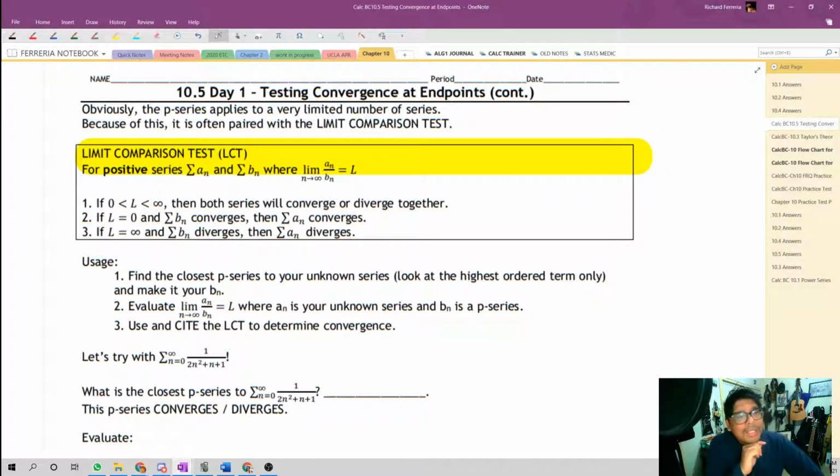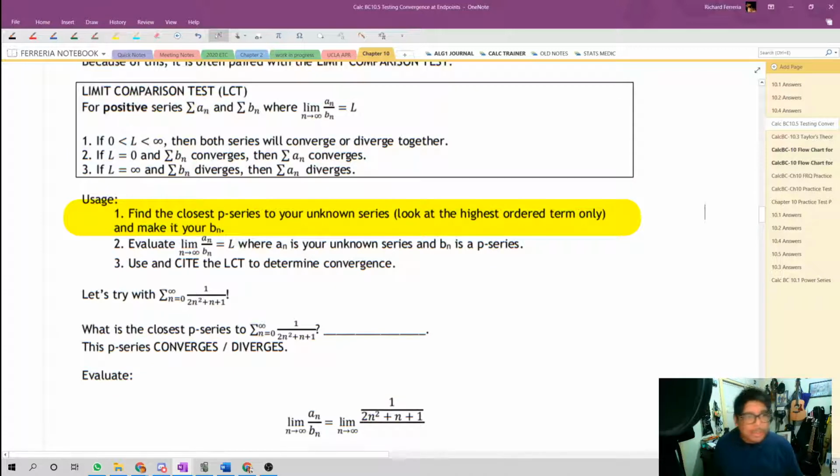So let's see what we're going to do. Usage. That's going to be important. First, you're going to find the closest p-series to your unknown series. And I mean unknown as in, does this series converge or diverge?